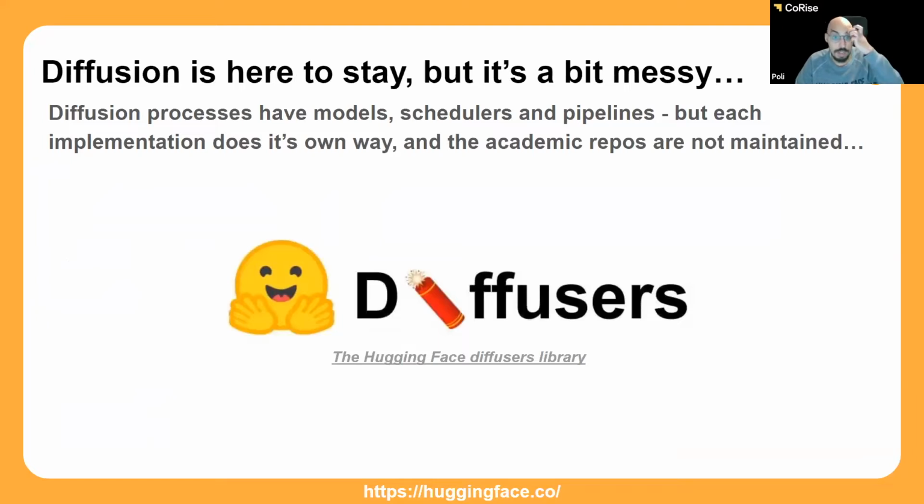So diffusion is here to stay, but it's a bit messy. Diffusion processes have models, schedulers, pipelines, but each implementation kind of does it its own way, and the academic repositories are not really maintained. That's why Hugging Face released the Diffusers open source library, where essentially the idea is to combine models, schedulers, and pipelines in an interchangeable manner and make sure that all diffusion models can be run and executed, similar to what the Transformers library does for natural language processing and for vision, but with diffusion models instead of transformers.